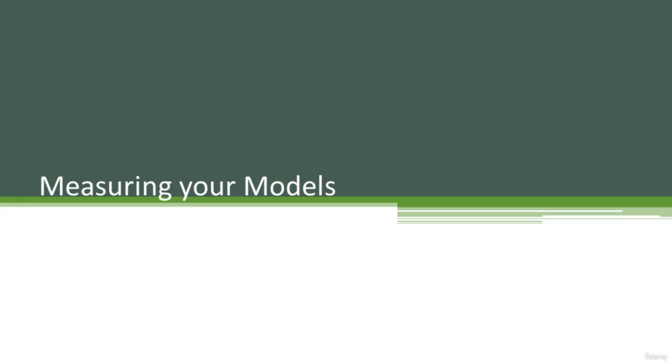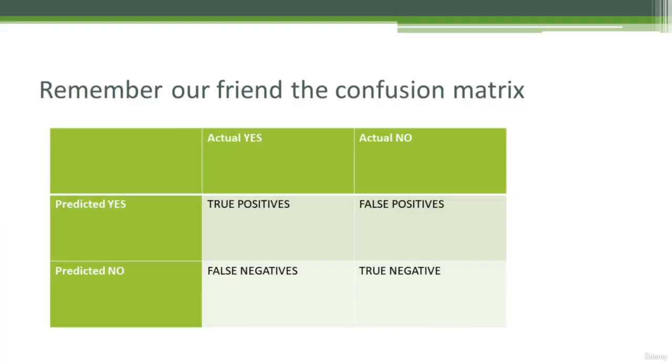Let's talk about some metrics that you can derive from a confusion matrix. So let's revisit our friend, the confusion matrix. Again, in this particular example, we have actual values going down the columns and predicted values across the rows. That can be different.